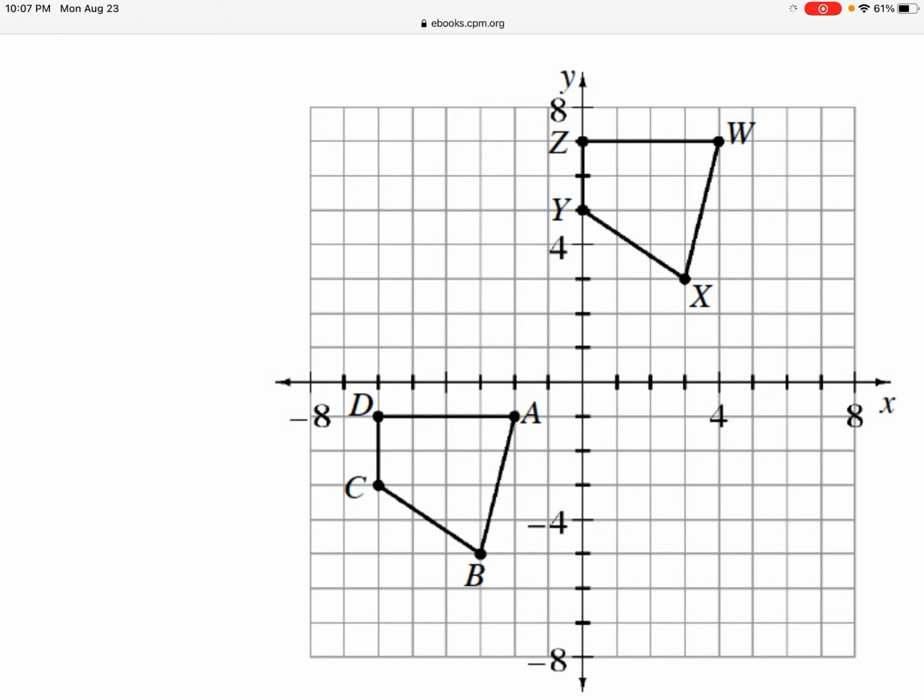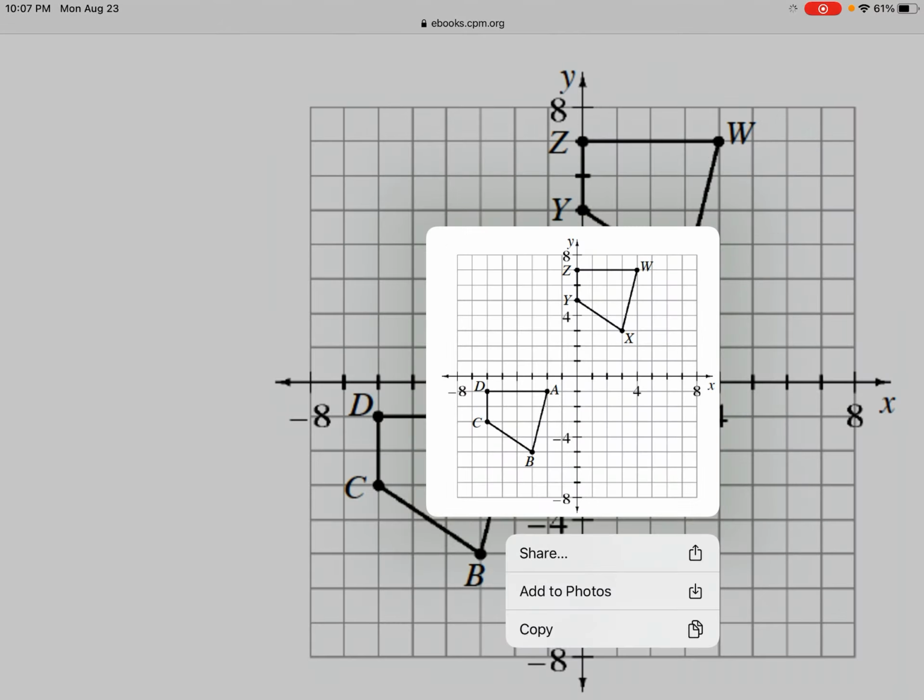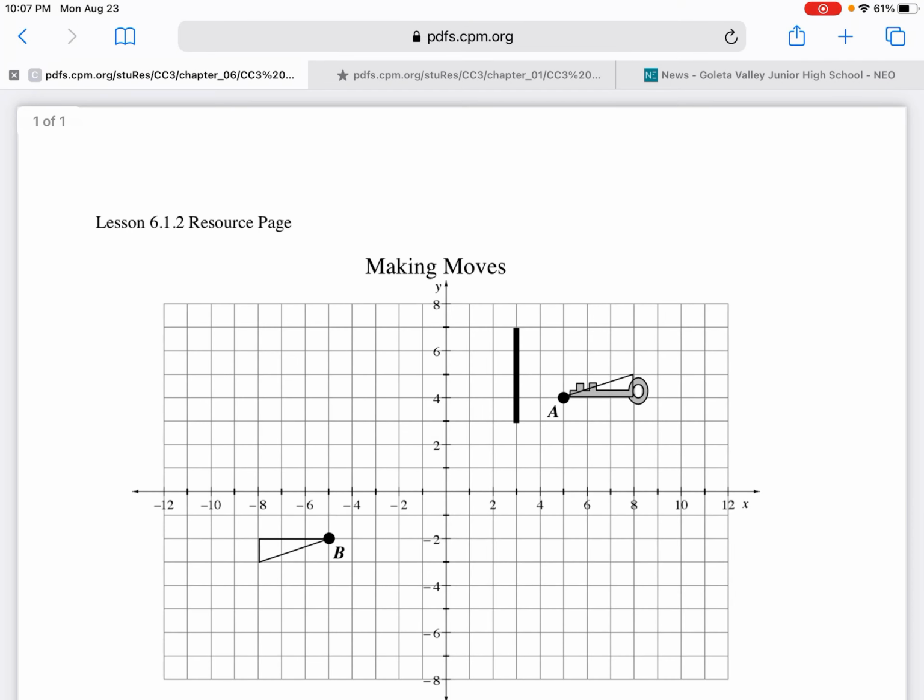This doesn't look like a rotation. It's still oriented the same way. It doesn't look like a reflection. It looks like a translation. So all you have to do is count how far A went to get to W. If you look to the right, 1, 2, 3, 4, 5, 6 to the right, and 1, 2, 3, 4, 5, 6, 7, 8 up. So that goes 6 to the right and 8 up.